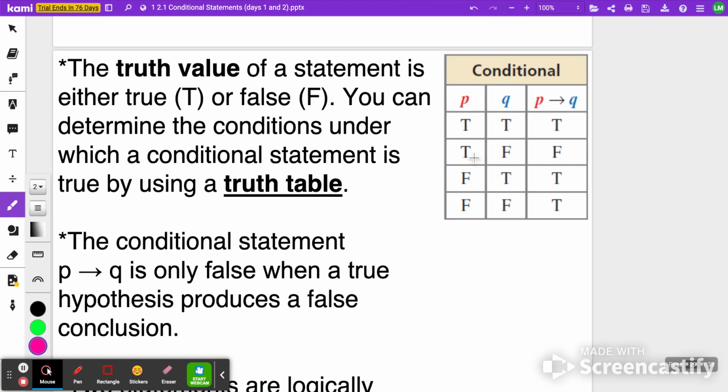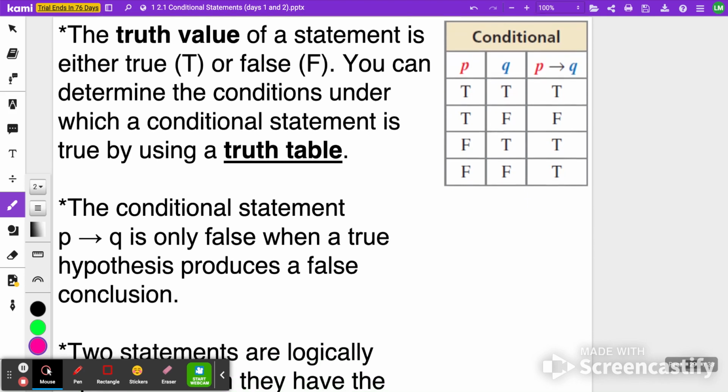But if P is true and Q is false, then the whole thing is false. If P is false and Q is true, then it has to be true for that conditional statement. But if P is false and Q is false, then the whole entire thing is true. This will all make sense in just a moment when we actually put some statements to it. Right now, it just seems kind of randomized, like why are these true and why is this only one false?